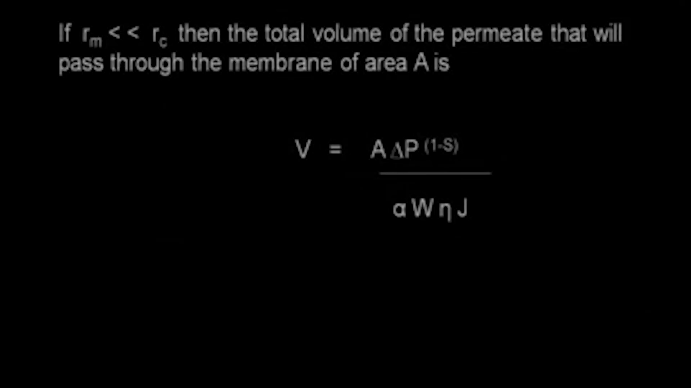Now if the resistance offered by the membrane material is very small, you get a very simple equation that will give you the volume that is permeated, or that will pass through the membrane area, given by this formula. So this is again like our old filtration equation.